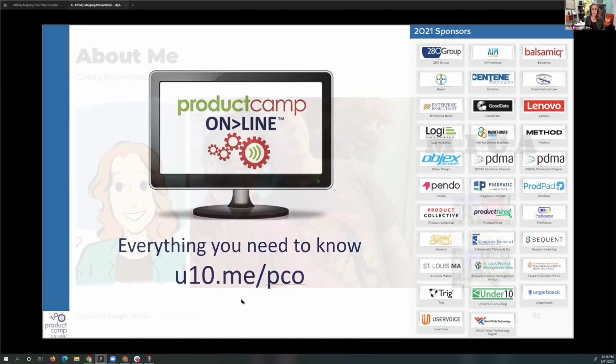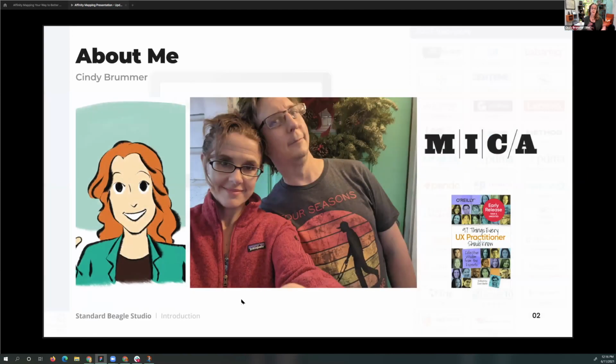So my name is Cindy Brummer and I am a UX designer. Honestly, I run an agency, so more of my role is as a product manager in running other designers and developers of my team. But really, down at the core, I'm a UX designer. But I wanted to share some things that I know about affinity mapping, which I've learned help make teams better and also help with stakeholders.